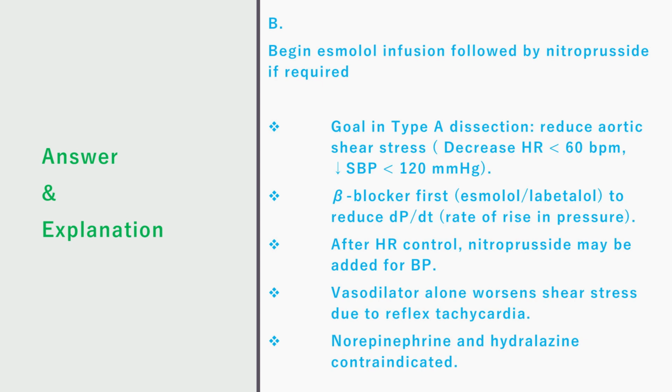Explanation. Goal in type A dissection: reduce aortic shear stress, decrease heart rate to less than 60 per minute, and reduce systolic BP below 120 mmHg. Beta blocker first, esmolol or labetalol, to reduce dP/dt, the rate of rise in pressure. After heart rate control, nitroprusside may be added for BP. Vasodilator alone worsens shear stress due to reflex tachycardia. Norepinephrine and hydralazine are contraindicated.